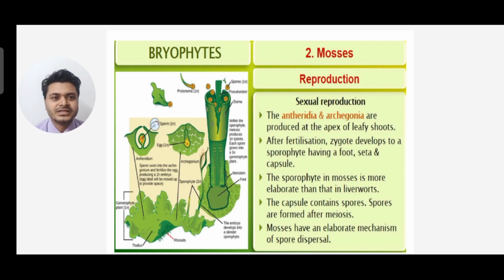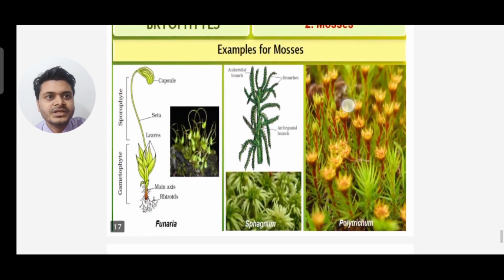Alright. The sporophyte in mosses is more elaborate than that in liverwort. The capsule contains numerous spores in it. You can see the spores. The spores are formed after meiosis, and there is an elaborate mechanism of spore dispersal. Now, certain examples of mosses, you can see Sphagnum, Funaria, Polytrichum.